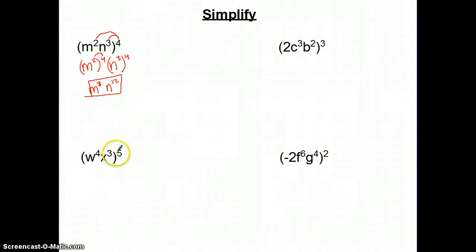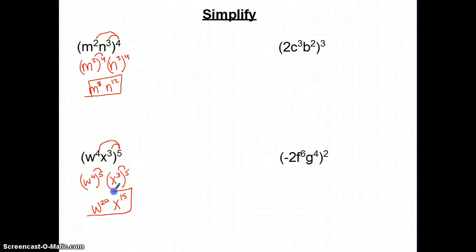Down below, similarly, I'm going to take my exponent of 5 and apply it on the w and on the x term. So I end up with w to the 4th, all raised to the 5th power, and x to the 3rd, all raised to the 5th power. When we raise an exponent to another exponent, we end up multiplying. So w has a new exponent of 20, while x, when we multiply the 3 and the 5, has a new exponent of 15. So your final expression is w to the 20th and x to the 15th power.